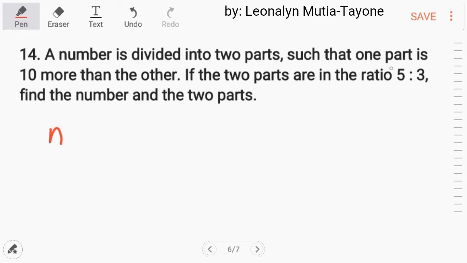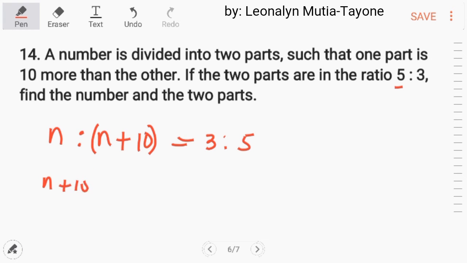N. Such that one part is 10 more than the other. So, n, tapos yung isa ay n plus 10. Ito, it can be n is to n plus 10 equals 5:3. So, yung 5, doon natin itapat sa mas malaki. And that is 3:5. Or gawin natin ganito. N plus 10 is to n equals 5:3. Kasi ipagsama mo yan. Yung n naman, yan yung 3 natin.